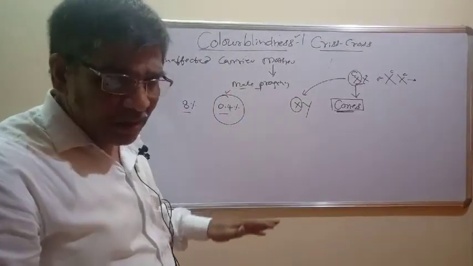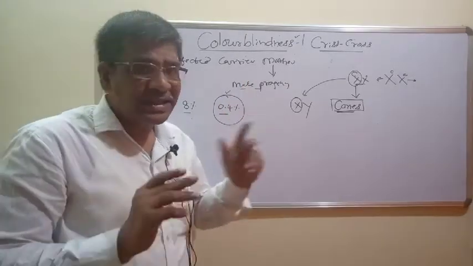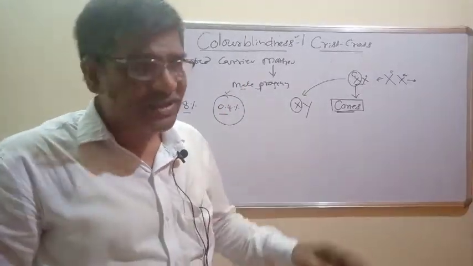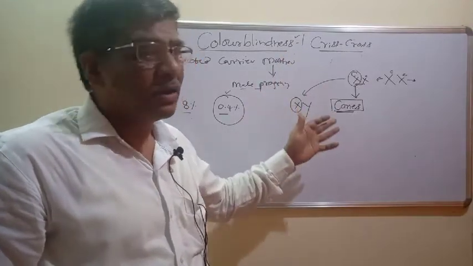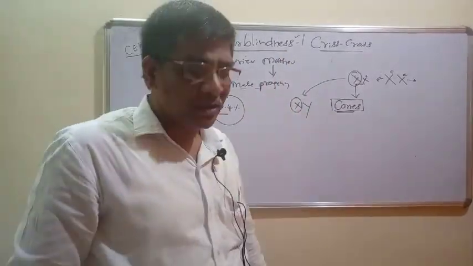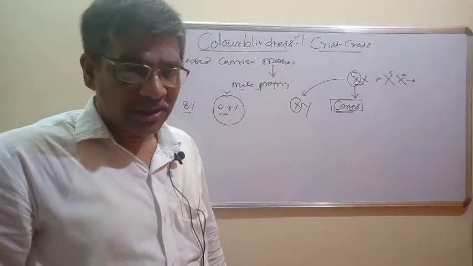So these are all different types of genetic disorders, particularly gene disorders or Mendelian disorders. They follow the principle of Mendel. Therefore, they are called Mendelian disorders.